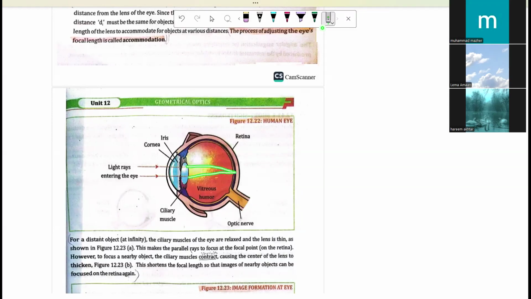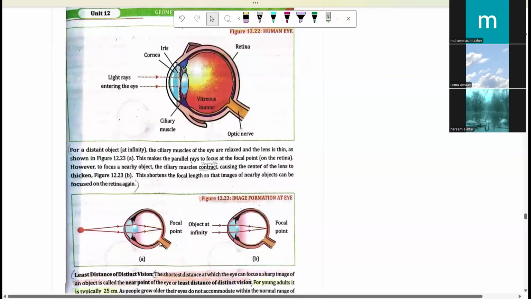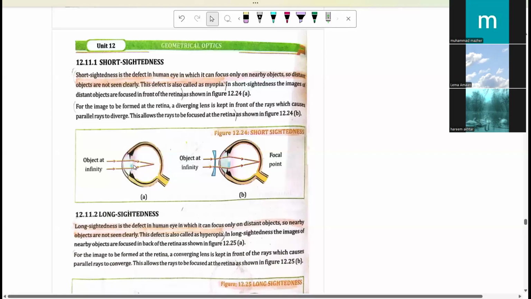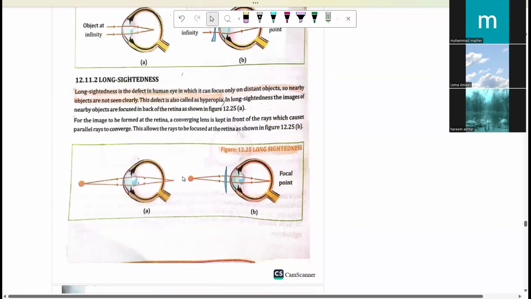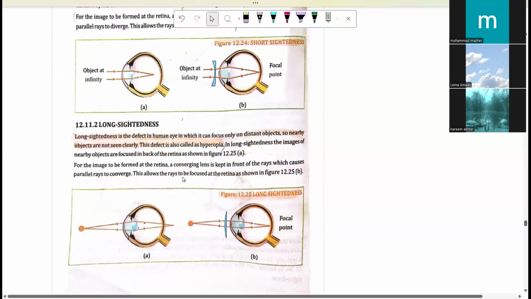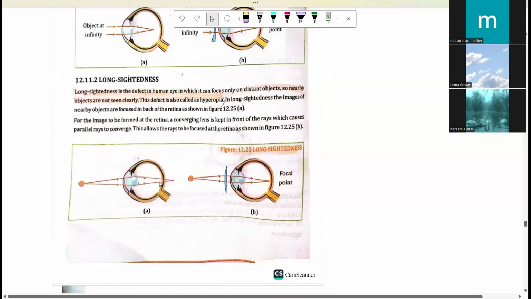If it's not formed on the retina, but somewhere before or behind the retina, this will be called short-sightedness or long-sightedness. The image that forms behind the retina is long-sightedness, and the one that forms before the retina is short-sightedness. Short-sightedness is corrected using a concave lens, and long-sightedness is corrected using a convex lens.